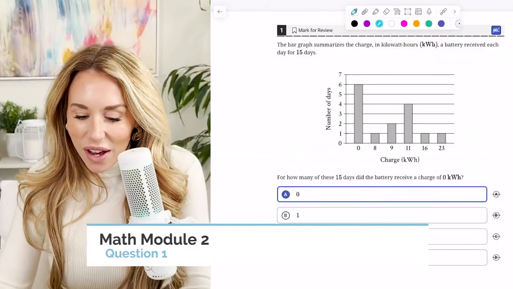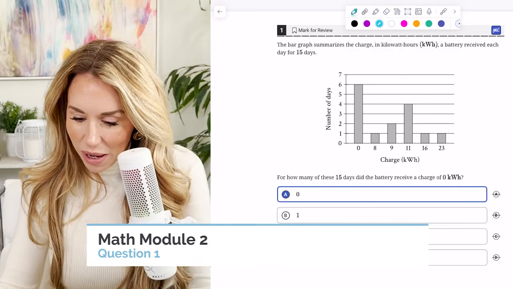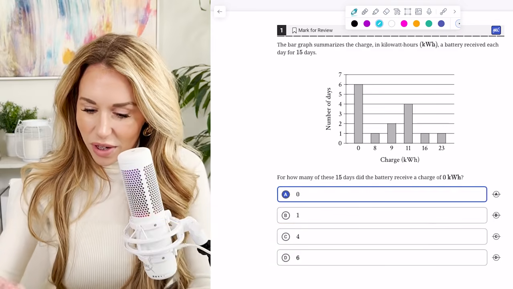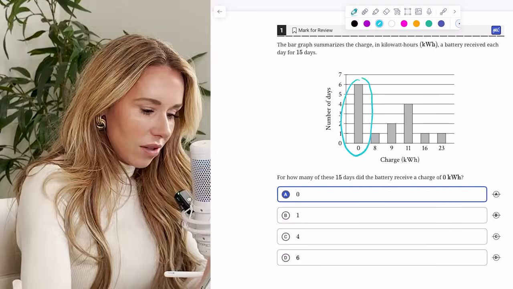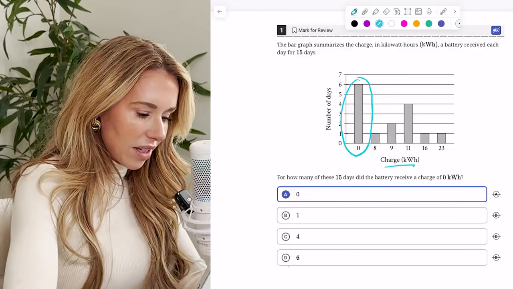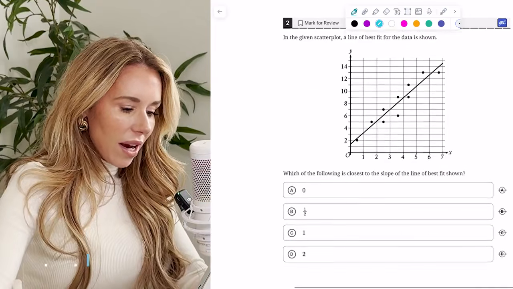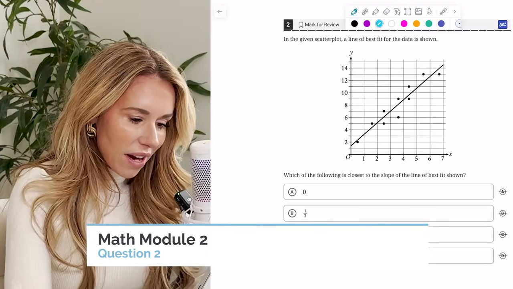So we have, for how many of these 15 days did the battery receive a charge of 0 kilowatts? Well, it looks like 0 kilowatts would be 6 days. The answer is D.